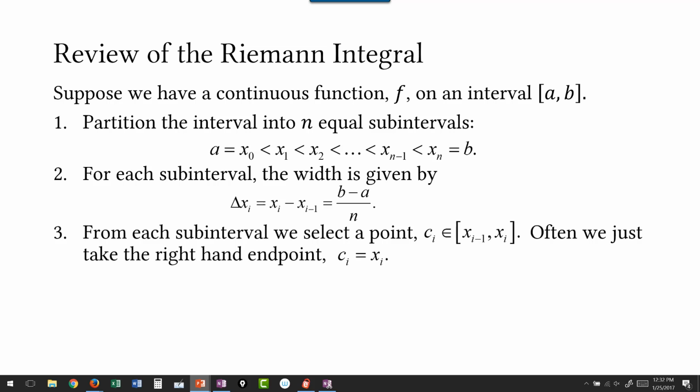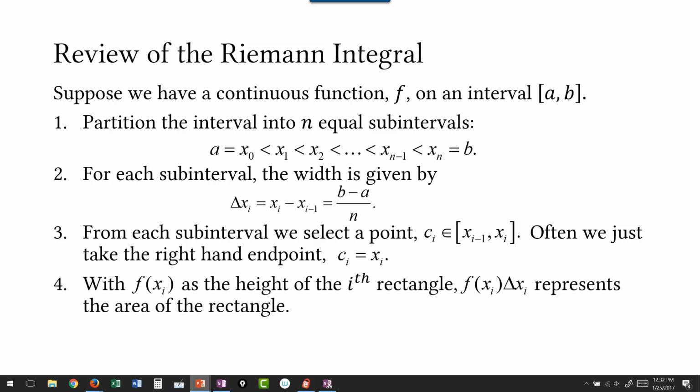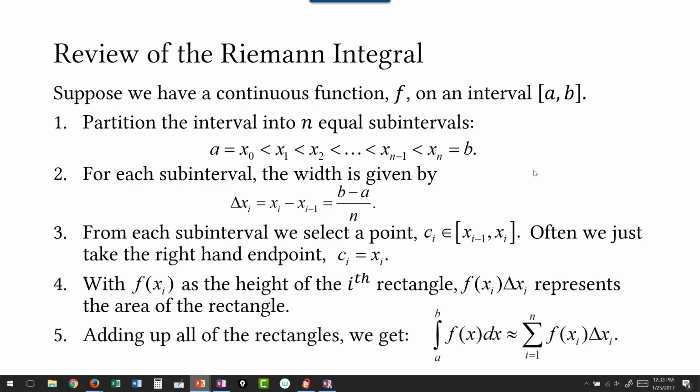From every subinterval, we select some point that we call c sub i, sometimes called a test value or test point. But we often also just go ahead and take the right-hand endpoint, x sub i, sometimes the left and sometimes the midpoint, but often the right-hand endpoint. If we take f of x_i, that represents the height of the ith rectangle that sits above the ith subinterval. And then f of x_i times delta x_i would be height times width, so that represents the area of one of those rectangles.